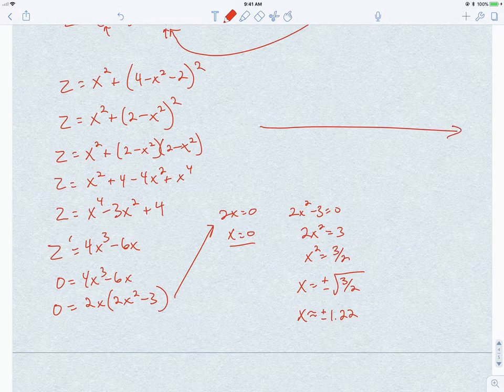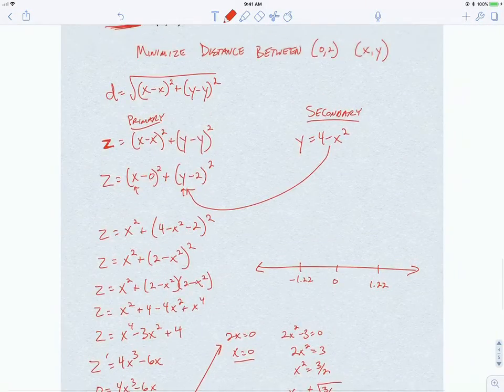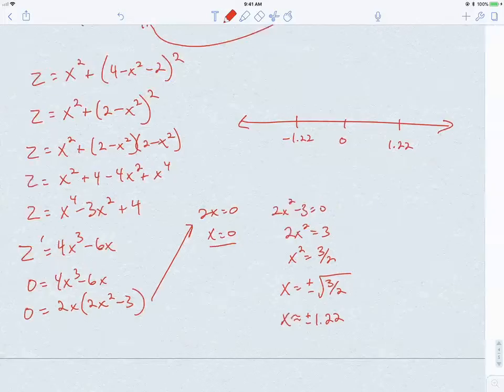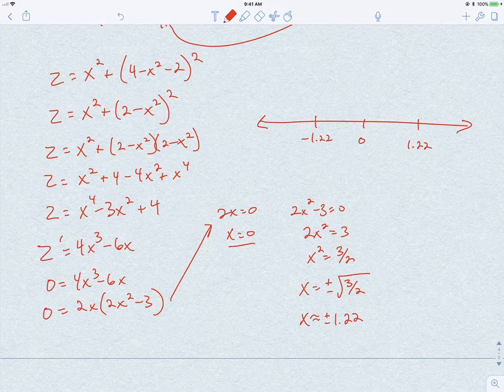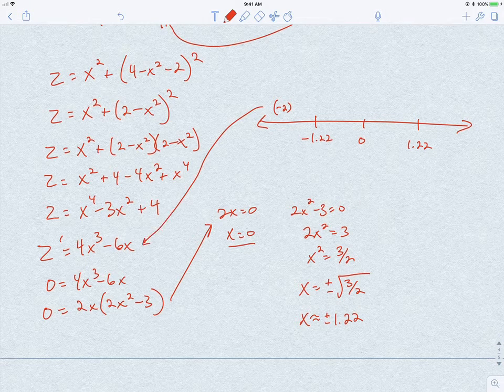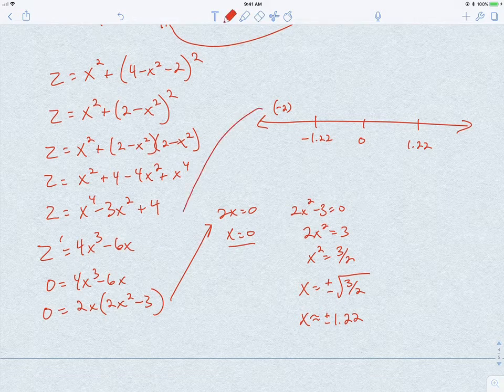So now we want to make our test interval. I've got negative 1.22, I've got 0, and I've got 1.22. Now I can't throw out any values in this because negatives are okay. We're just talking about a curve, right? So I have to pick a number from each interval. So from over here, I'll pick a negative 2, and I'm plugging it into the derivative to see if the derivative is positive or negative. And actually, I'm going to use the factored version. I like the factored version better. So let's see if we get a positive or a negative. When I plug in negative 2, I get a negative.